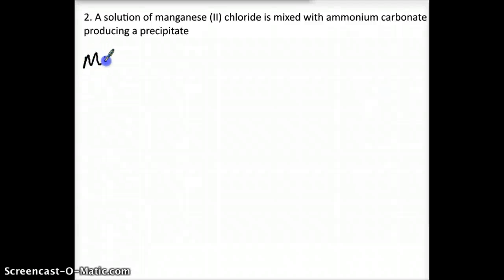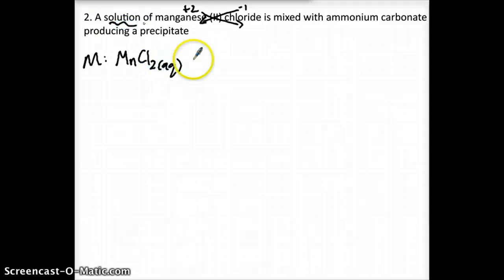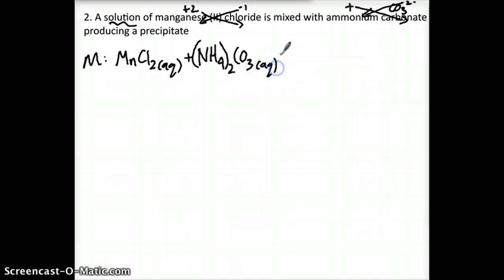So let's start with our molecular equation. Manganese 2 chloride. Manganese is Mn, it's +2. Chloride is -1. So if I crisscross, this is going to be MnCl2 aqueous, because it's a solution, is mixed with ammonium carbonate. Ammonium is NH4 +1. Carbonate is CO3 2-. So if I do a crisscross, I'm going to make (NH4)2CO3 aqueous.